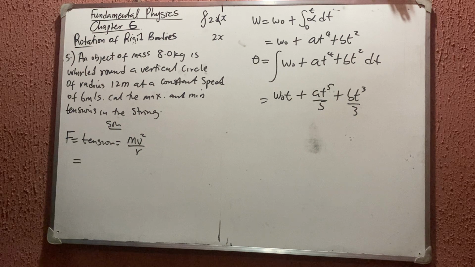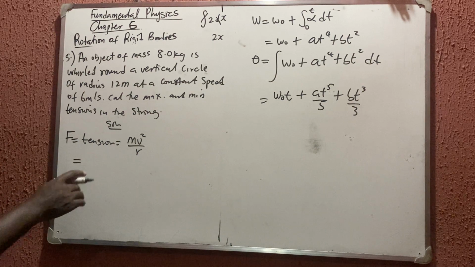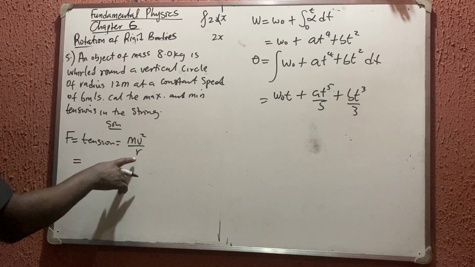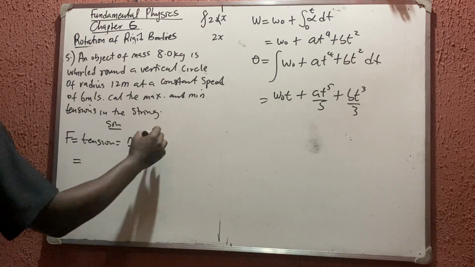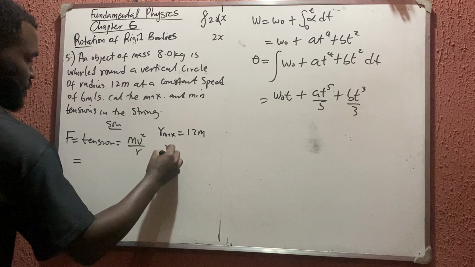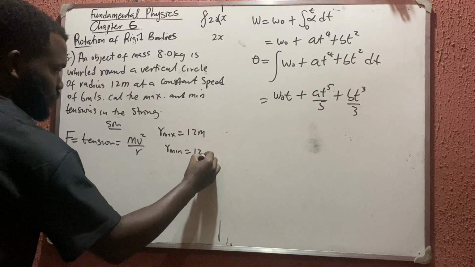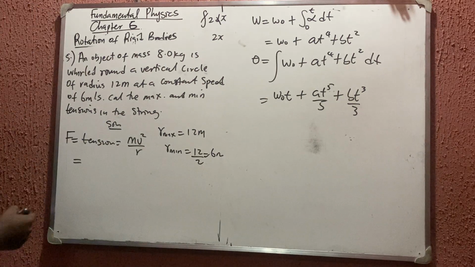So let us put everybody in. What are we putting for the minimum? Okay, let's talk about the maximum first. For the maximum we are taking the whole radius. The radius for maximum is 12 meter. But the radius for minimum is what? Half of the maximum. 12 divided by 2, which is 6 meter. So just put everybody in your formula.